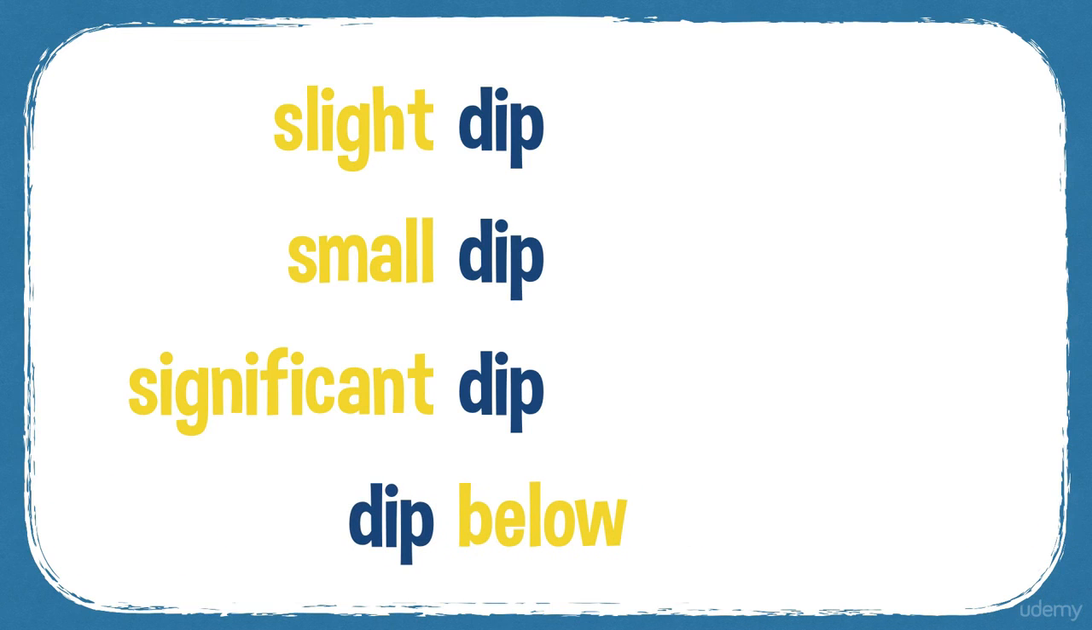And you could say also numbers dipped below 70 in 1999 before recovering. Went back up again. So you talk about a slight dip, small dip, but you can have big ones, significant dips. And you can dip below. That's using dip as a verb, so numbers dipped below. So here are the verb forms. Again, double P's there, just like with drop.